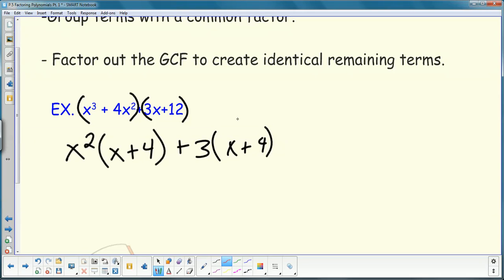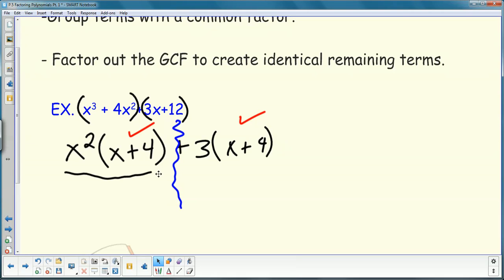Now, one important thing is that these 2 pieces inside have the same value. If they don't, we either factored out the wrong greatest common factor or it's not factorable. It's most likely going to be that we factored out the wrong greatest common factor. Now, the way to look at this is that we have 2 different terms in our overall expression. We have an x squared times x plus 4, and we have a 3 times x plus 4. And you'll notice that this whole thing is one term, this whole thing is another term, and both of them have an x plus 4.